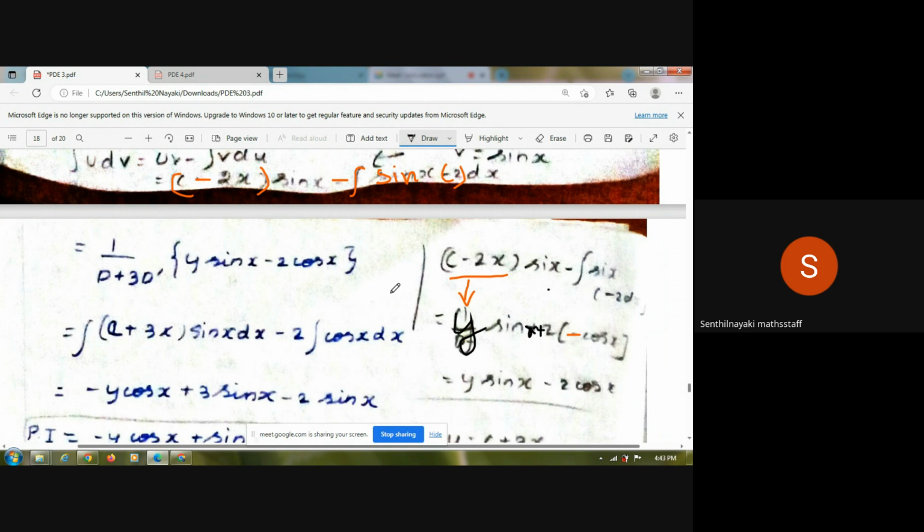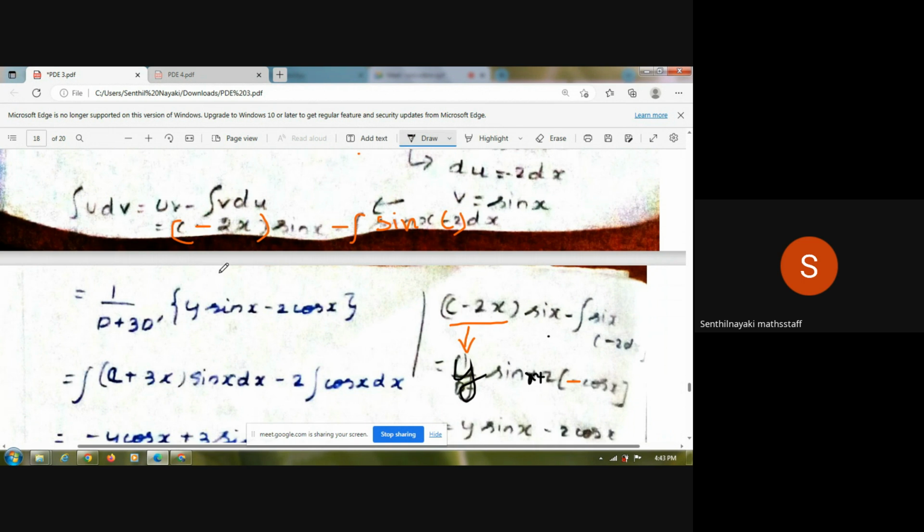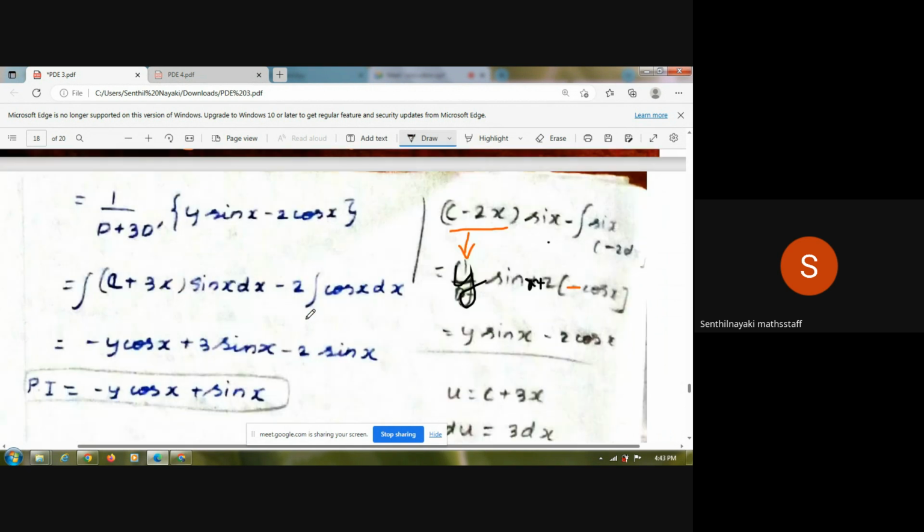So replace this in this term. So 1 by d plus 3d dash into y sin x minus 2 cos x. Now we are going to find out the particular integral for this second factor. Therefore, this y can be replaced by c plus 3x in this form.